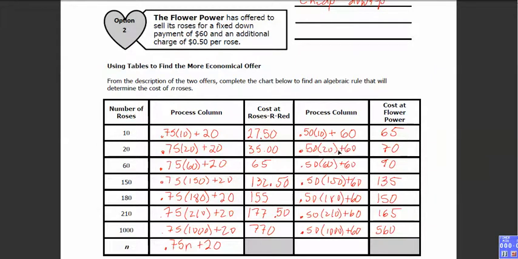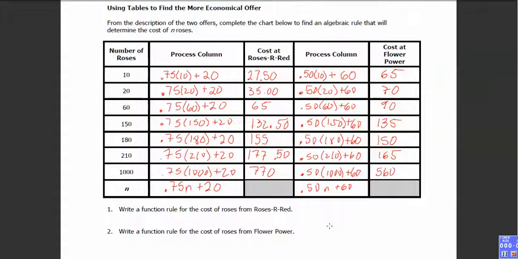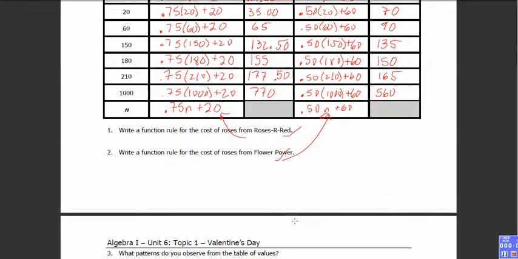So now we got all these things filled out. We can go ahead and do our equation now. Similar to before, you notice that we do exactly the same thing every time for the given x value. So we got 0.50n plus 60. All right, so therefore we are ready to move on. So it asks us to write the function rule. We've done that. There's the Roses Are Red. There's the Flower Power. Okay, we're ready to go on to question number 3.